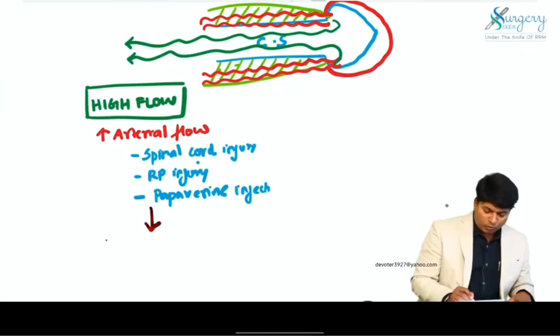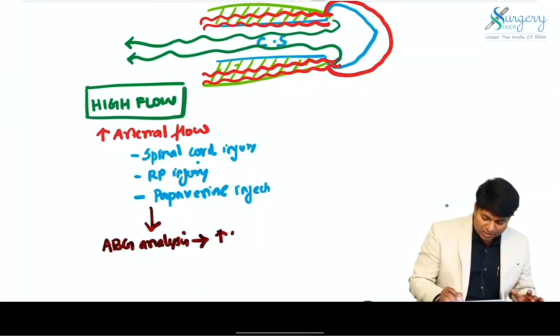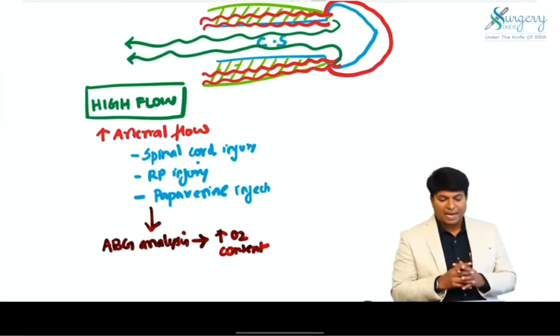They usually resolve. When you do arterial blood gas analysis of blood taken from the penis, it will show increased oxygen content. So increased oxygen content is seen in the penile blood flow. So this is not very dangerous.